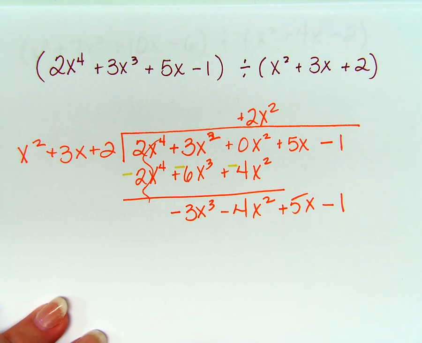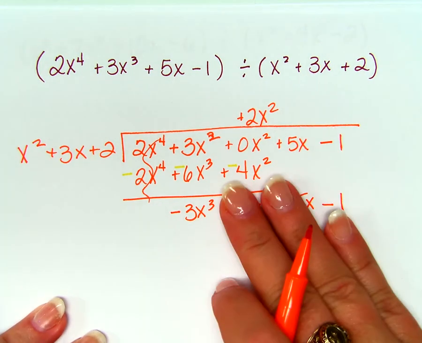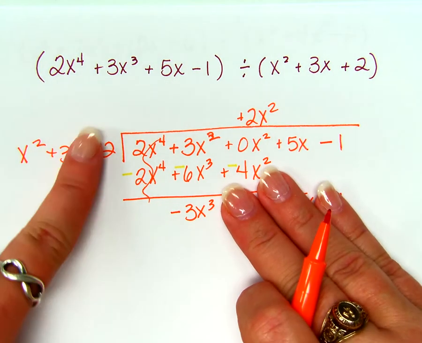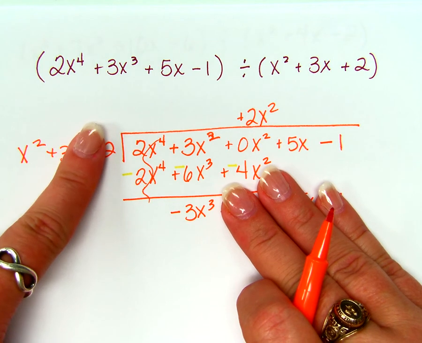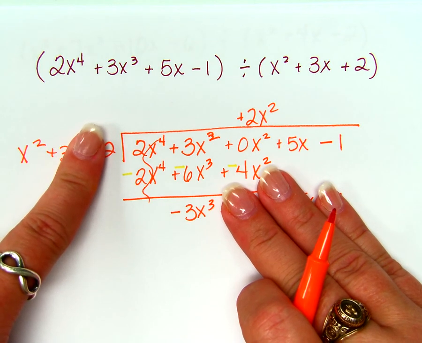Yeah, that's exactly right. Now we start over again. Just look at the first term on the inside and the first term on the outside. What's negative 3x to the third divided by x squared?